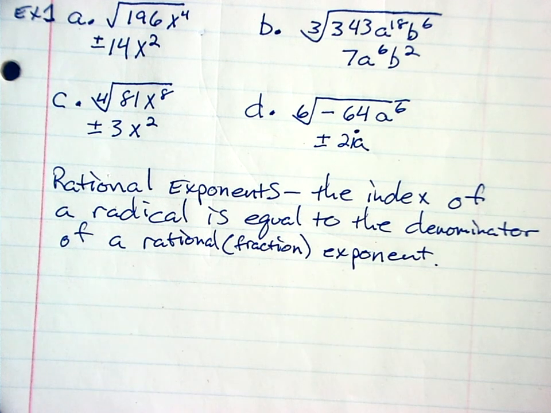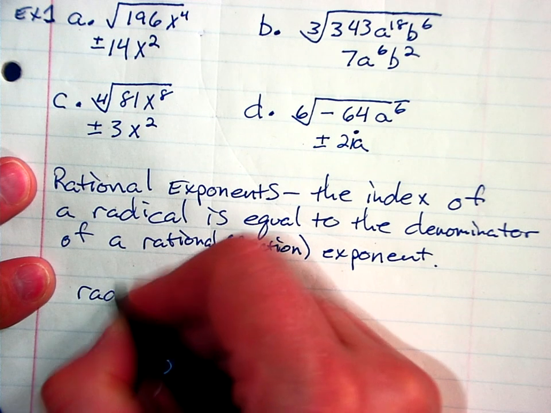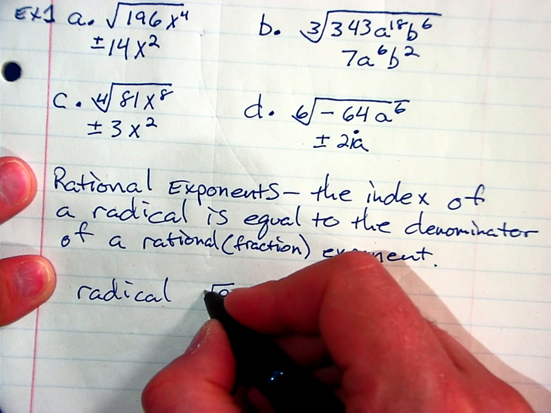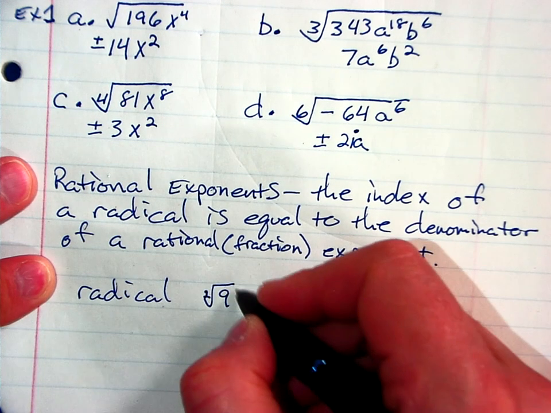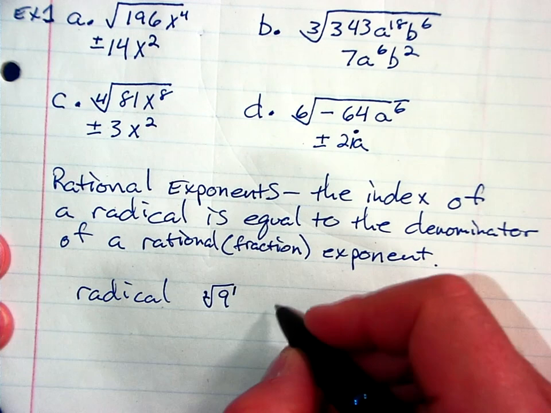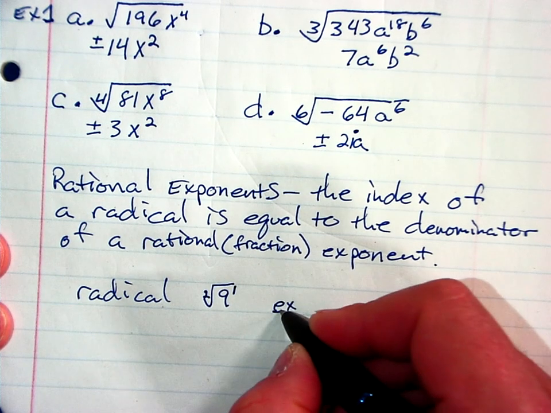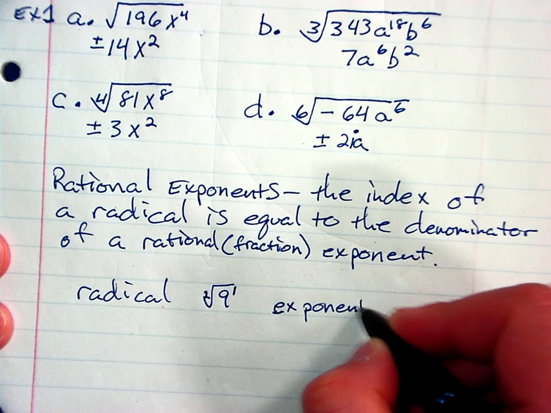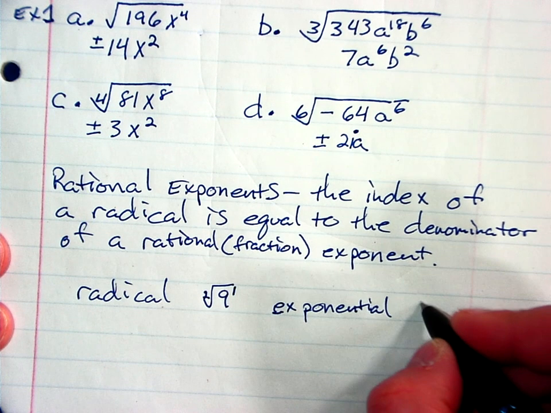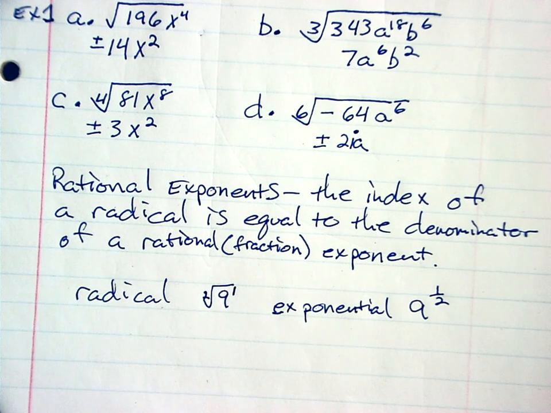All right, so a rational exponent. So exponent's a power, correct? It's a raised thing. So in radical form, we could write the square root of 9 as the square root of 9. Remember, there's a 2 there even though we don't see it, and a 1 there even though we don't see it. So that's in radical form. We can also write this in exponential form, which would be the index is your denominator. So 9 to the 1/2 is the same as the square root of 9.